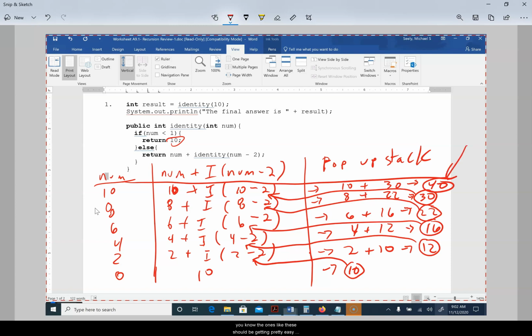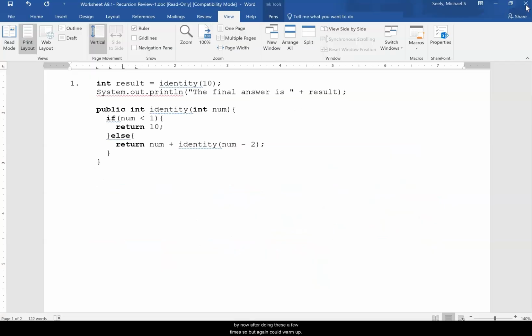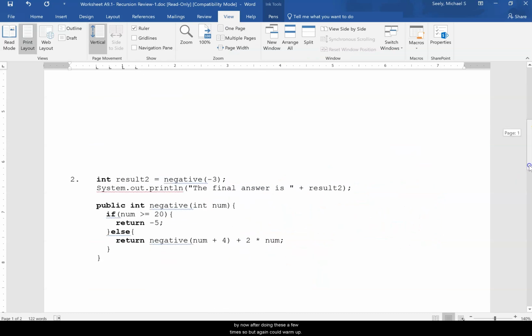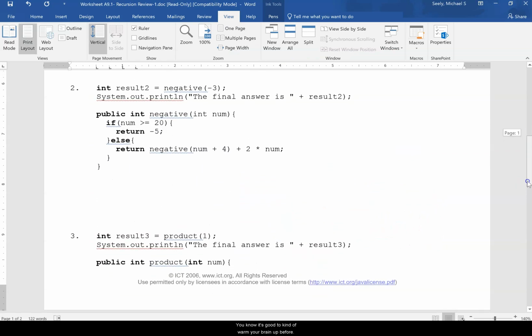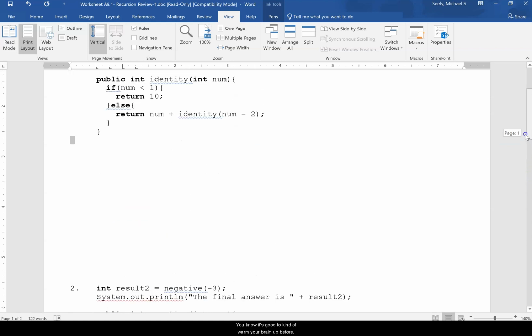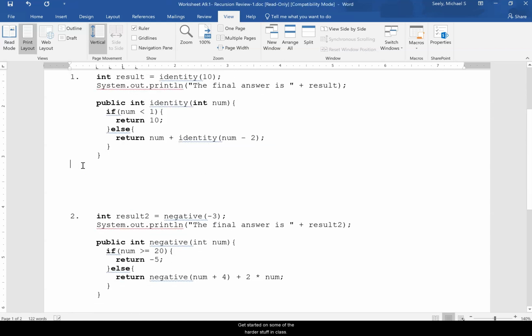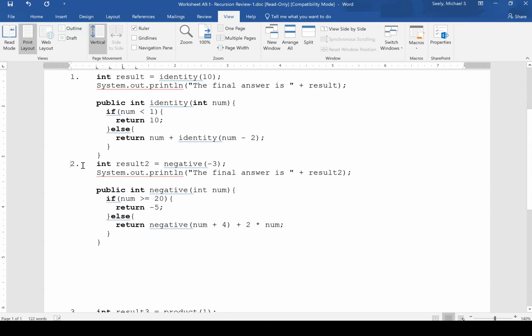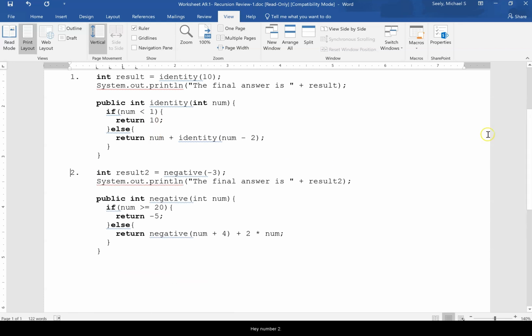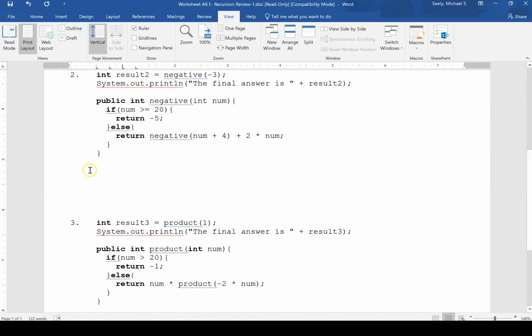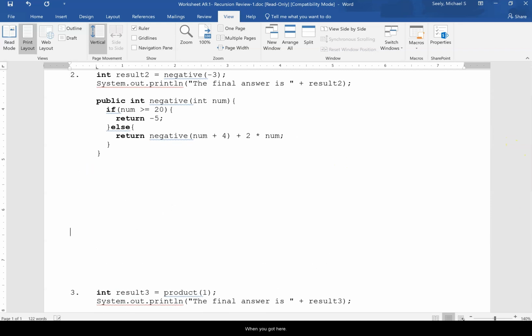Okay. The ones like these should be getting pretty easy by now after doing these a few times. But again, good warm up. It's good to kind of warm your brain up before we get started on some of the harder stuff in class. Okay, number 2. What do we got here?